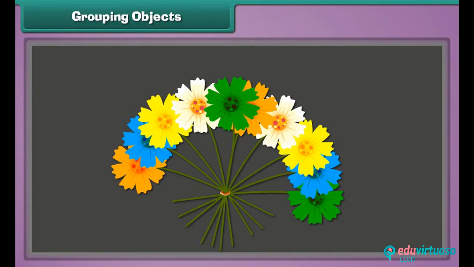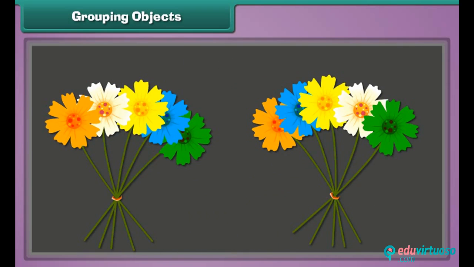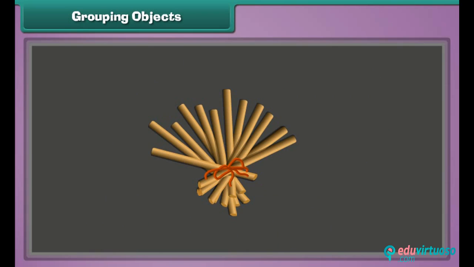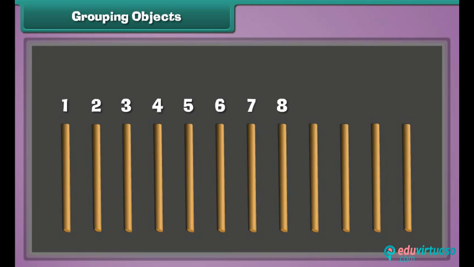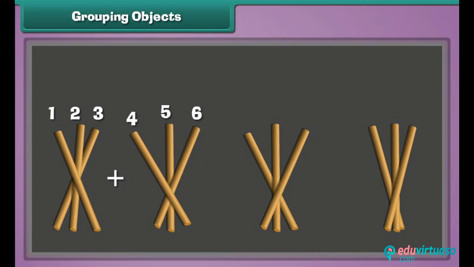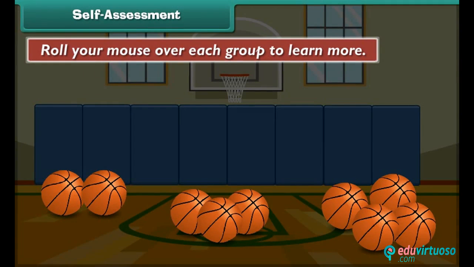Grouping objects. Look at this bunch of flowers. There are 10 flowers in the bunch. We can make 2 groups, each consisting of 5 flowers. Look at this bundle of sticks. There are 12 sticks in the bundle. To make 4 groups, each bundle will have 3 sticks. We can similarly group other objects. Self-assessment. Roll your mouse over each group to learn more.